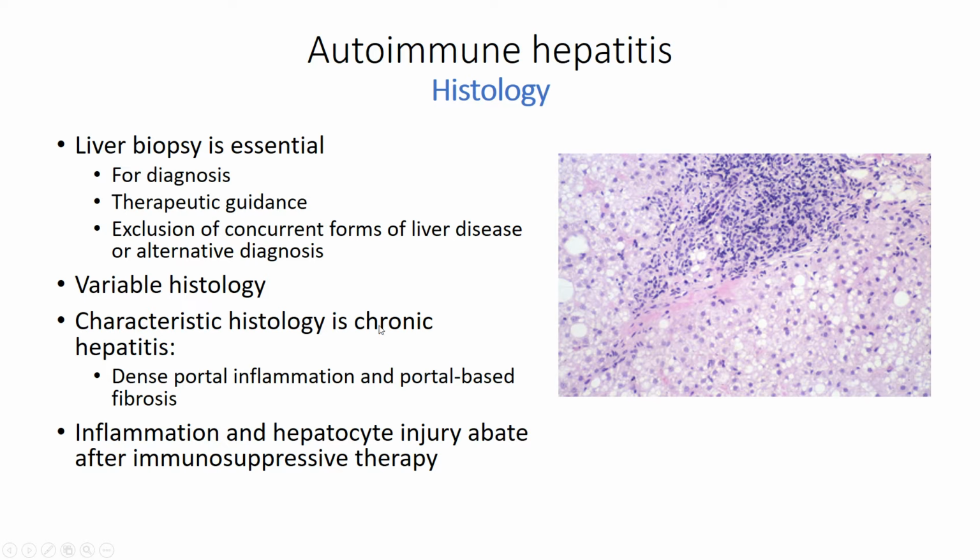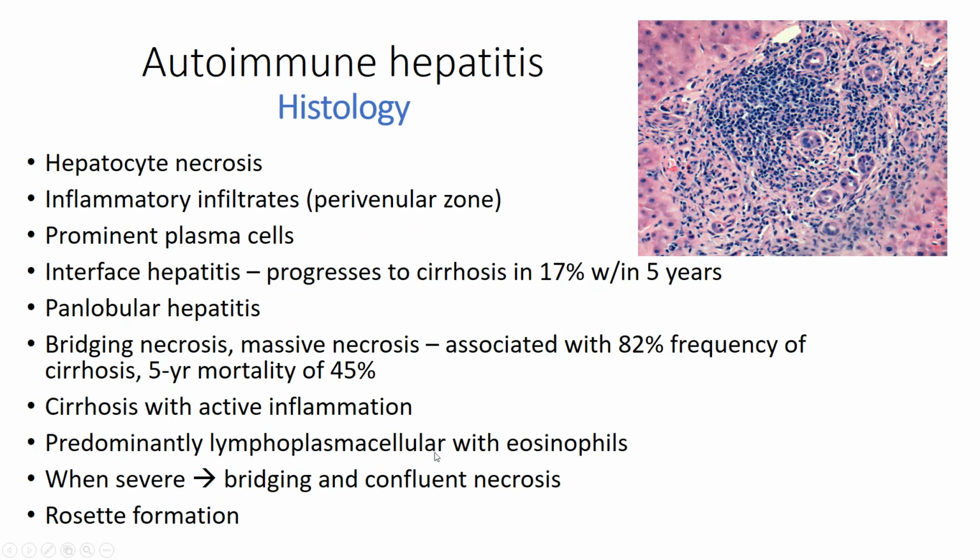Variable histology. I will show you examples of the entire spectrum. But characteristically, the presentation on liver biopsy is that of a chronic hepatitis, namely portal inflammation and portal-based fibrosis are present mostly. With immunosuppressive therapy, both the inflammation and the hepatocyte injury may abate. So you have hepatocyte necrosis, inflammatory infiltrates in perivenular zones, prominent plasma cells, and interface hepatitis, and the greater the degree of interface hepatitis, the more likely a patient is to progress to cirrhosis within 5 years. It's estimated to be 17%.